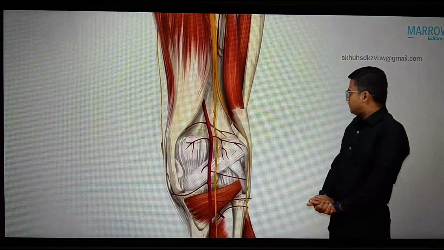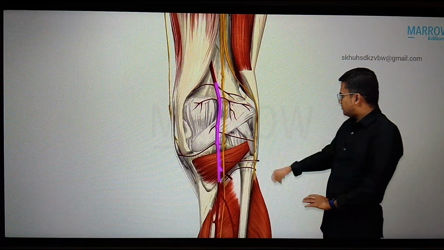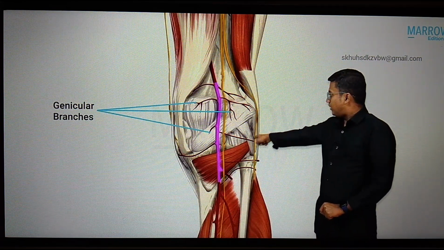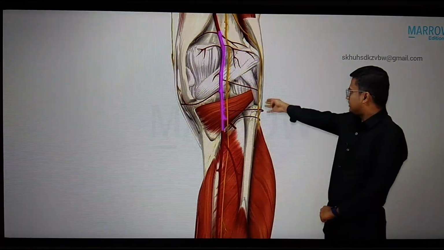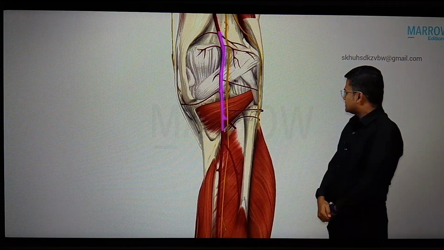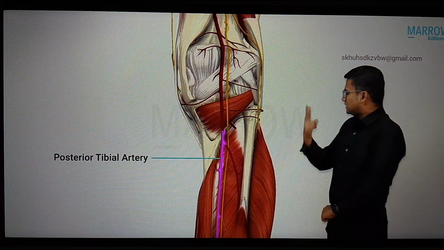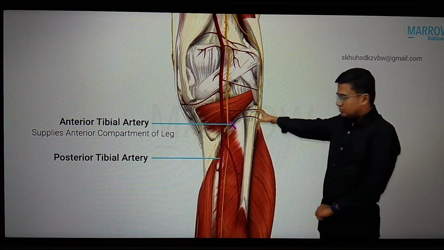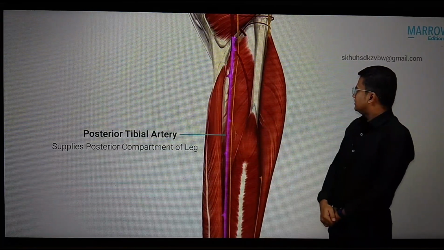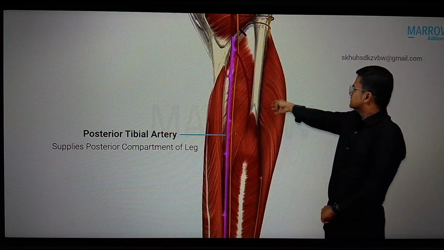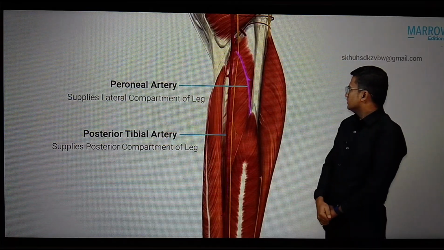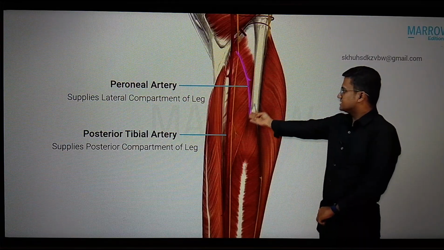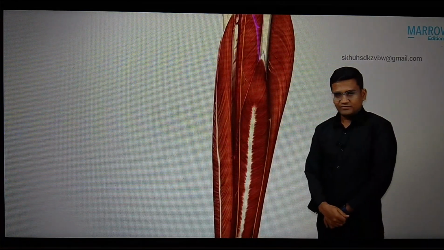Now the popliteal artery, after giving small genicular branches, at the level of the lower border of the popliteus muscle gives two terminal branches, the posterior tibial artery and anterior tibial artery. Now the posterior tibial artery in turn gives the fibular artery. The fibular artery is the artery for the lateral compartment of the leg. The posterior tibial artery is the artery for the posterior compartment of the leg.